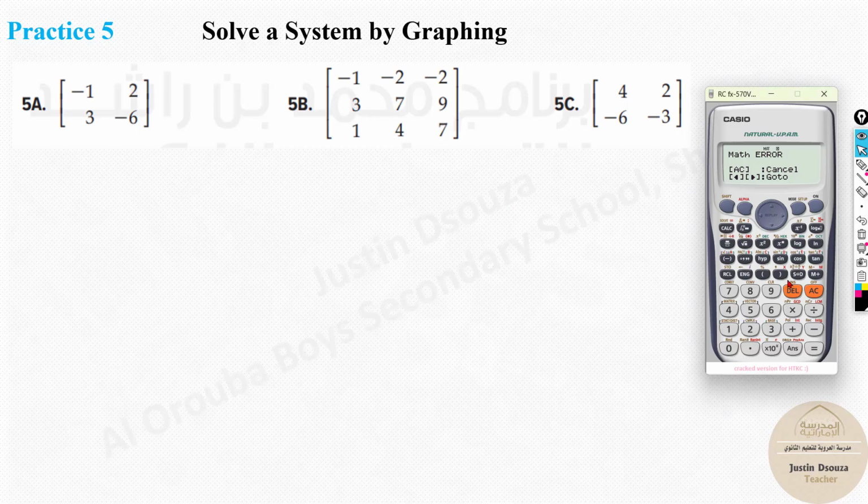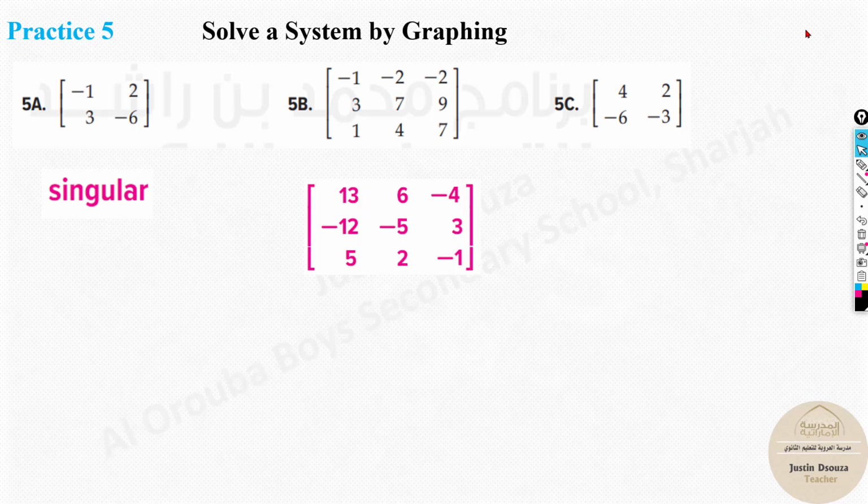Then let us use this one over here. It's 3 cross 3, mode 6, 1. Now it's 3 cross 3, so let me type the values: minus 1, minus 2, minus 2, 3, 7, 9, 1, 4, 7. And after this, you just press AC, shift 4, 3, inverse. Okay, that's the answer. Let's see. That must be the answer.